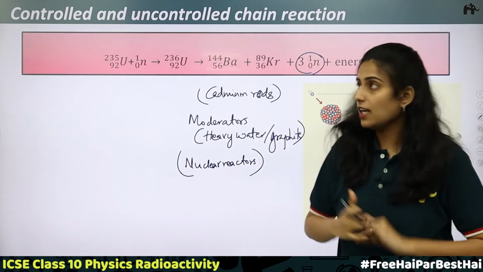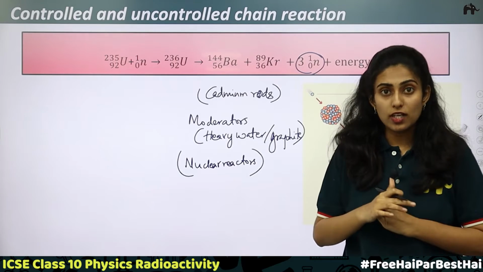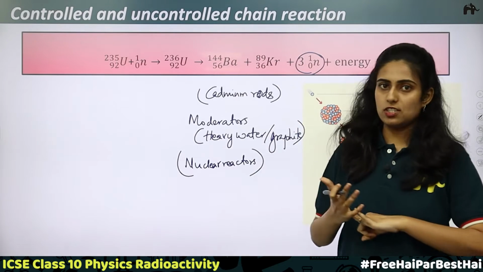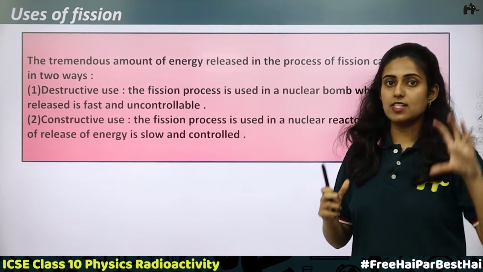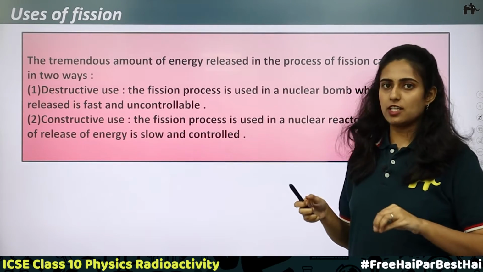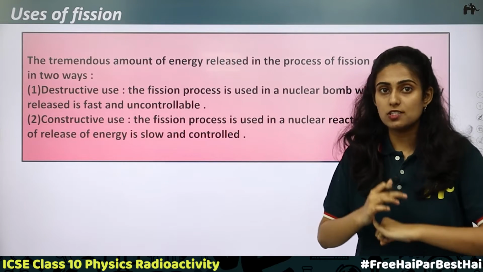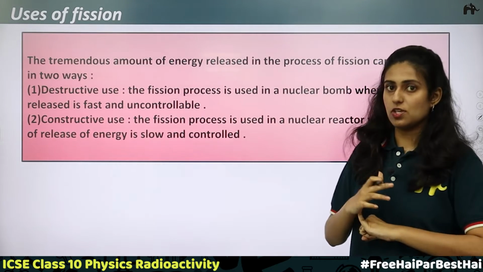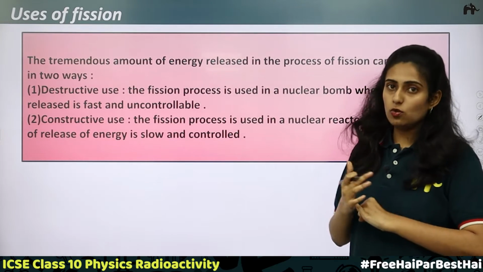So, we have understood that the uncontrolled chain reaction is the principle behind the nuclear bomb, and the controlled chain reaction is used in nuclear reactors. Uses of fission. We have studied uncontrolled and controlled chain reactions. In the case of a nuclear bomb or atom bomb, what is used? An uncontrolled chain reaction is used. So that is for destructive use. This is a destructive use of nuclear fission.